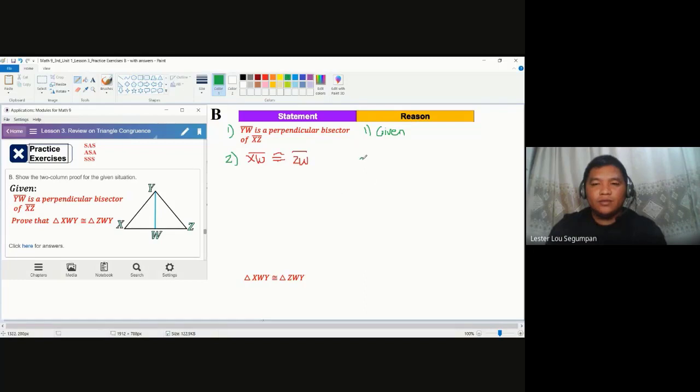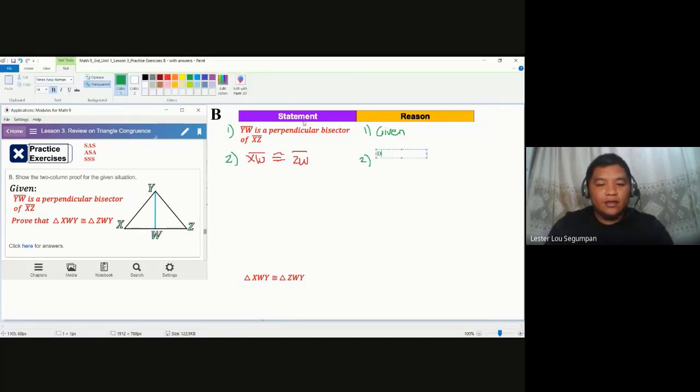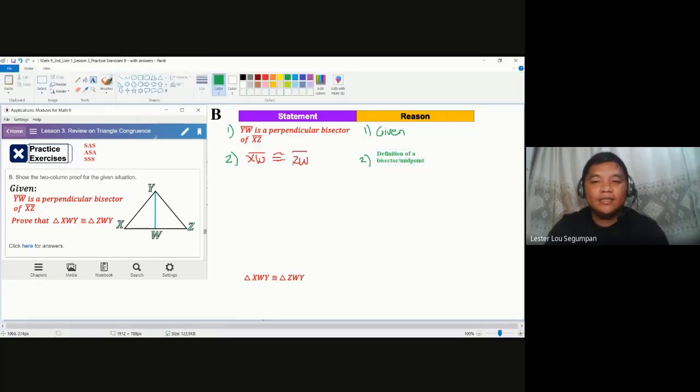And what would be our reason here for number two? You might say definition of a bisector. You could use that. Or if you're not convinced with that, midpoint. Because when I say W is a perpendicular bisector of XZ, that would mean W is a midpoint of this segment. So this is the first statement after the given, which is connected to that.